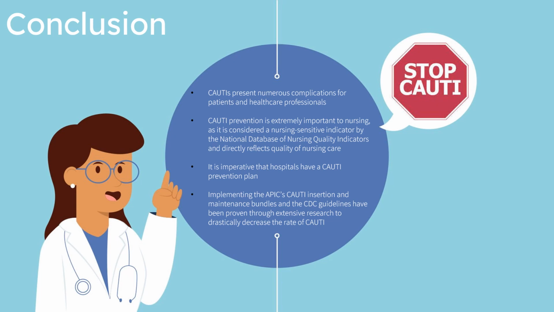Implementing the APIC's CAUTI insertion and maintenance bundles and the CDC guidelines for prevention of CAUTIs, both have been proven through extensive research to drastically decrease the rate of CAUTIs. Additionally, EHRs have proven to be effective in decreasing the rate of CAUTIs as they can be customized to have trigger algorithms that suggest the use of CAUTI prevention bundles and Foley removal assessments.